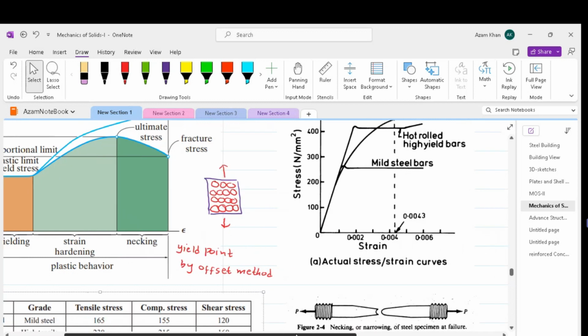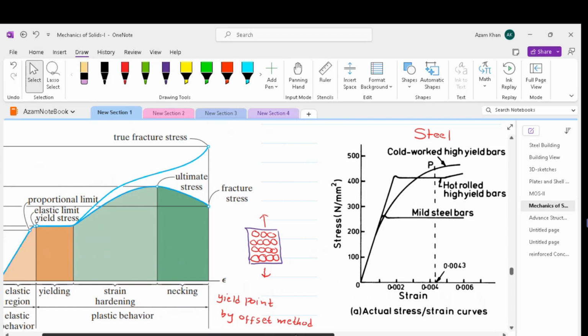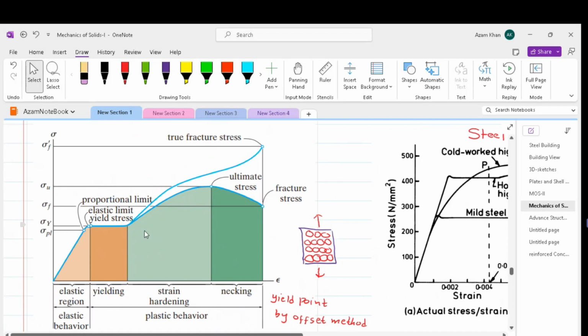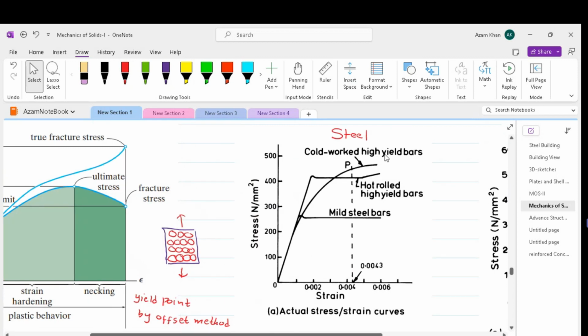Some of the materials don't have a well-defined yielding point. In a case of mild steel bars and hot rolled bars, we have well-defined yield points. So we have the lower yield point and we have got the upper yield point. However, in the case of cold worked bars, the yield point is not defined. In that case, yield strength is determined by the so-called offset method.